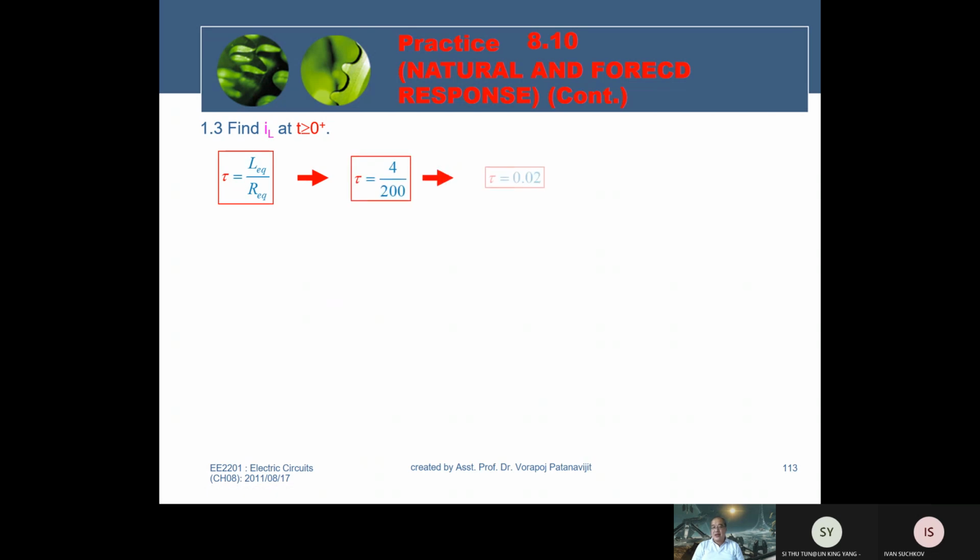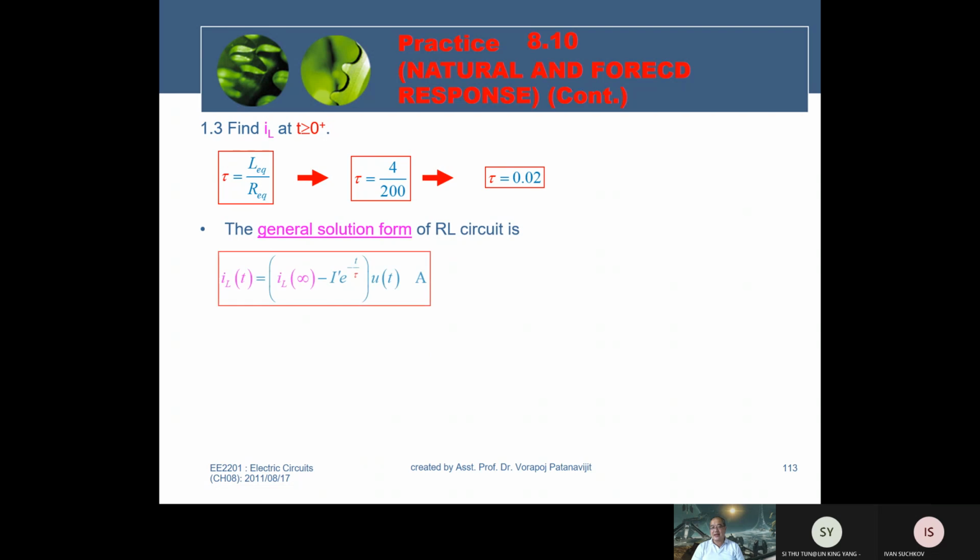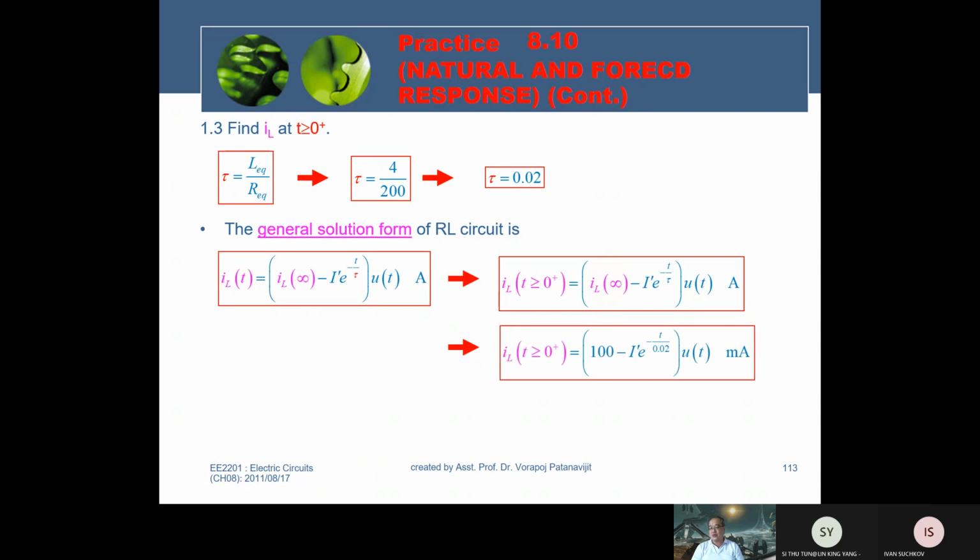You know the equivalent inductance equals 4 and the equivalent resistance equals 200. You know the time constant equals 0.02 second. And the general solution of the RL circuit in this case, you can write in terms of IL at time infinity and the time constant. IL at time infinity equals 100 milliamp, and the time constant equals 0.02. You substitute them in the general solution form of the RL circuit and you get this.